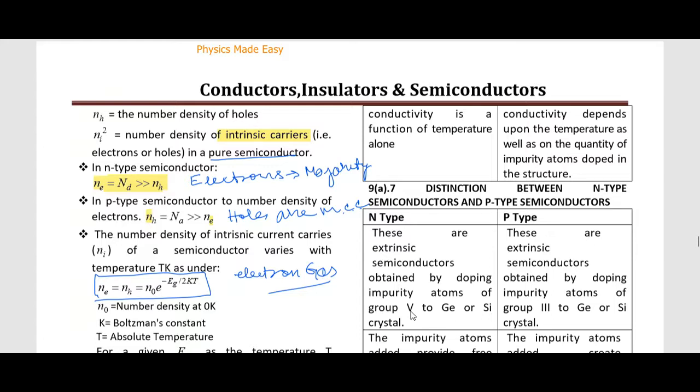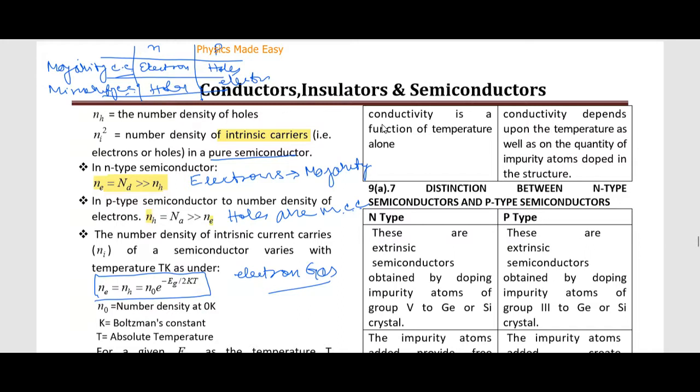So now, if I draw a table of majority charge carriers, wherever possible, tabulation is easy to remember. I have N-type semiconductors and P-type semiconductors. Majority current carriers: in N-type it is electrons, in P-type it is holes. And minority current carriers: in N-type it is holes, in P-type it is electrons.